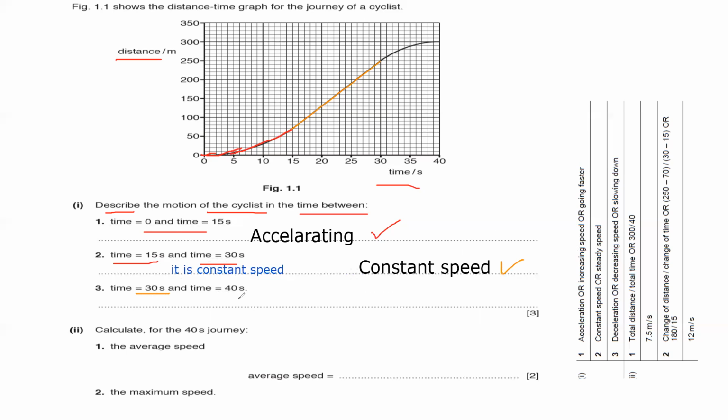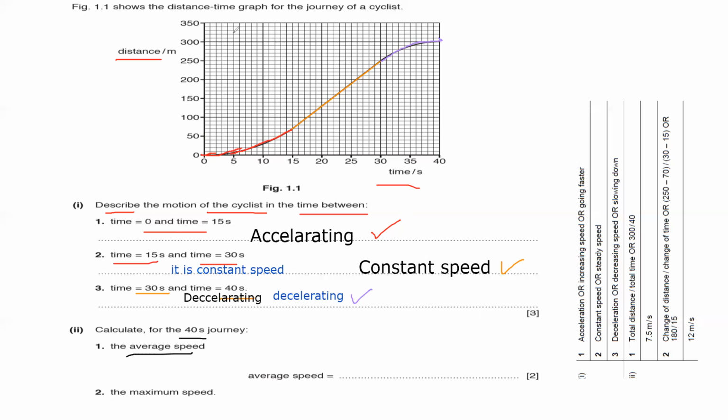And from 30 seconds to 40 seconds, what is happening? The slope is decreasing for a distance time graph, so it is decelerating or slowing down. The next part, yeah, that's right. The next part, calculate the average speed for 40 seconds.